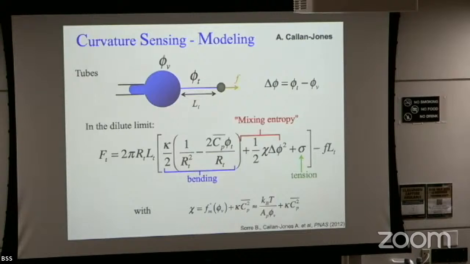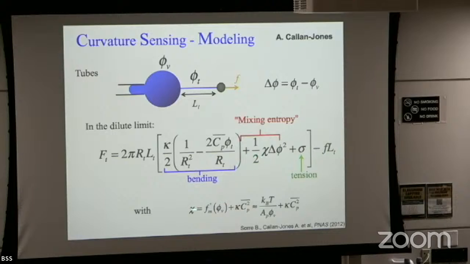What do we expect? If you write down the bending energy and the mixing entropy, and you calculate the total energy of the system, you can see that you have different terms. Here is a term which corresponds to the bending, and you recognize the C squared, the CP of the protein, the density of protein on the tube, and the tube radius. That's a term which in fact comes from the mixing entropy, but eventually you can have it here. And you have a term which corresponds to the mixing entropy and, of course, the tension. This corresponds to the force which is required to hold the tube.